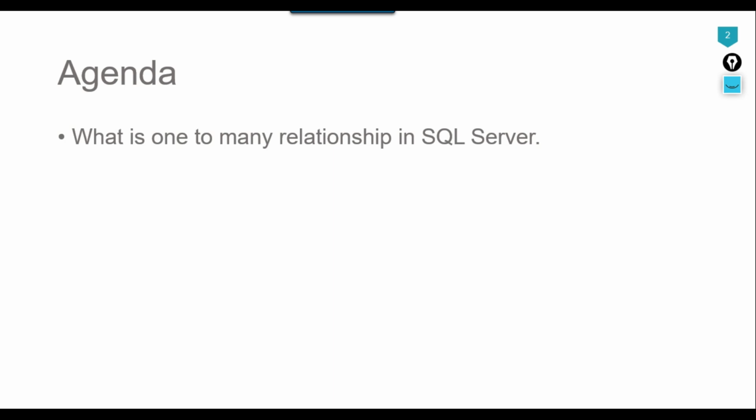So in SQL Server, a one-to-many relationship is a type of relationship between two tables in which one record in the first table is associated with one or many records in the second table, but each record in the second table is associated with only one record in the first table.